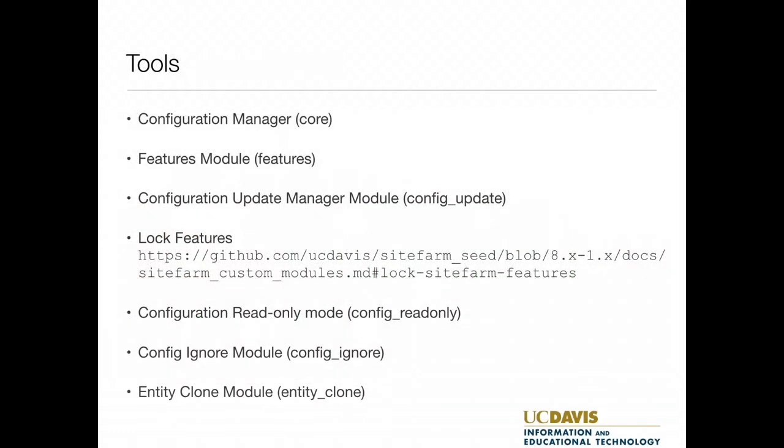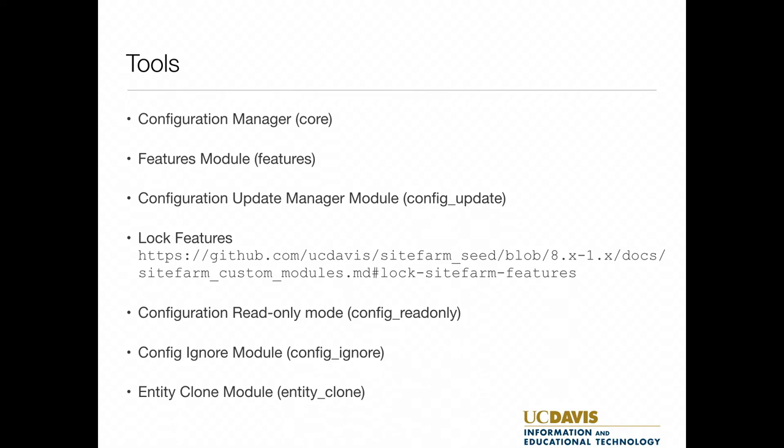Here are some tools. Obviously the configuration manager that's part of the core and Features module we talked about, and the config update module is what we have to use for all the update hooks. This is an interesting one: Lock Features. We built this for the express purpose of allowing our site builders, that's a role we have, to create new views, content types, taxonomy vocabularies and block types, but not edit the existing ones. So this is how we keep our features pure, so that we can revert them without there being problems, and they can't go in and edit them.